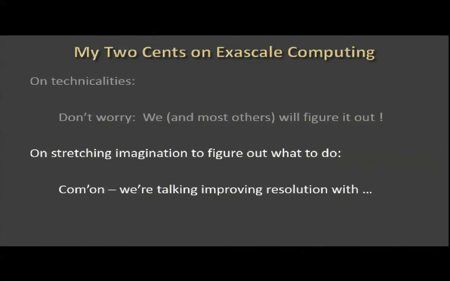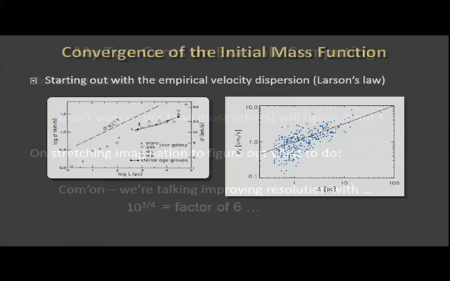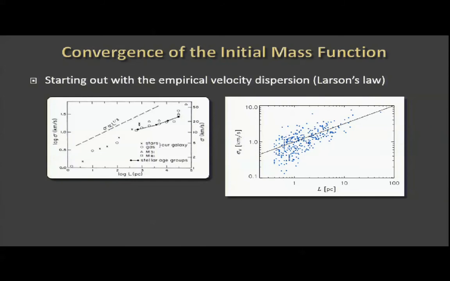Well, come on, we're talking about improving resolution with a factor of 6. No problem. That's exactly what we need. So first, let's look at what we can do today. We are just at the point where we can converge on the initial mass function. We can figure out what resolution we need to resolve the distribution of stars.